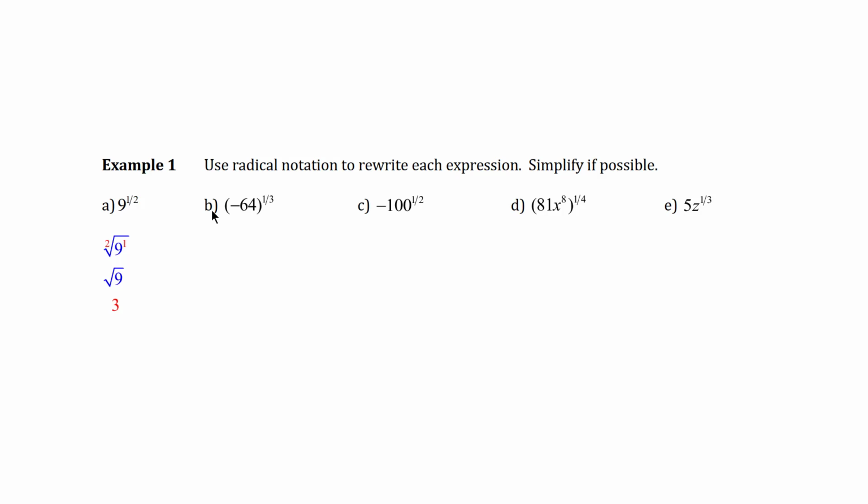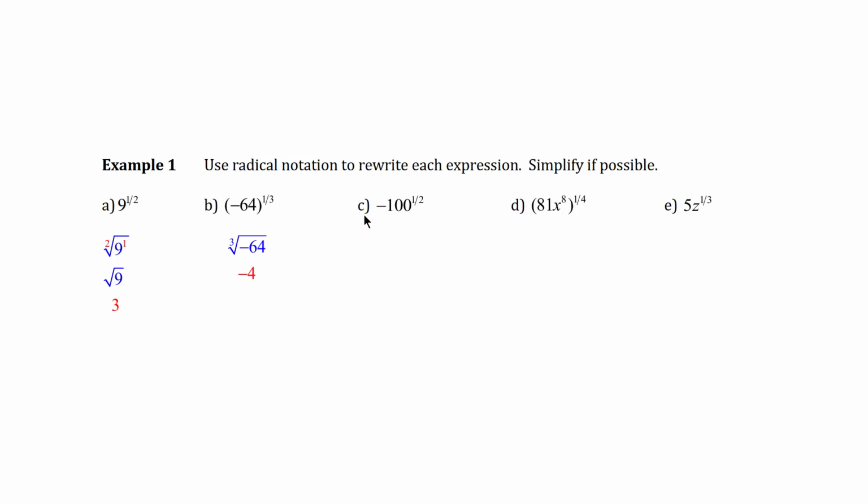Moving on to part B, we have parentheses, negative 64, and everything is raised to the 1/3 power. Since the denominator of our rational exponent is 3, our index of the radical will also be 3. Since the numerator is 1, we don't need to write the exponent of 1 on the negative 64. So rewriting this in radical notation, we get the cube root of negative 64. Because we can take the cube root of negative 64, we need to simplify this further. Our final answer is negative 4.